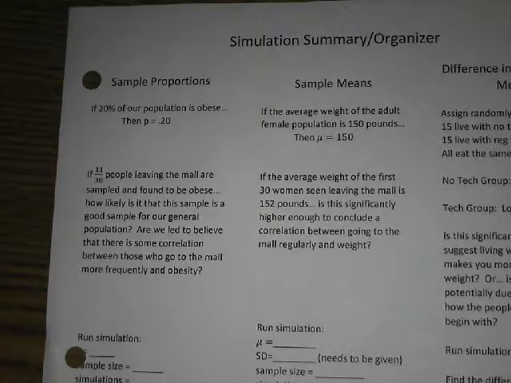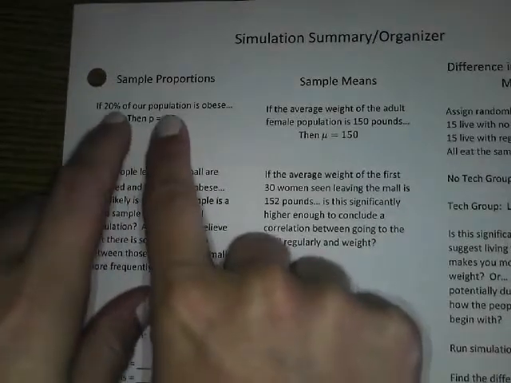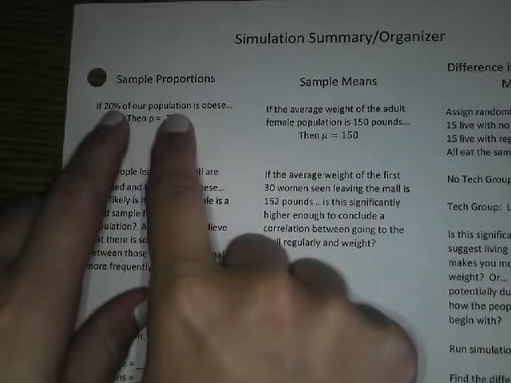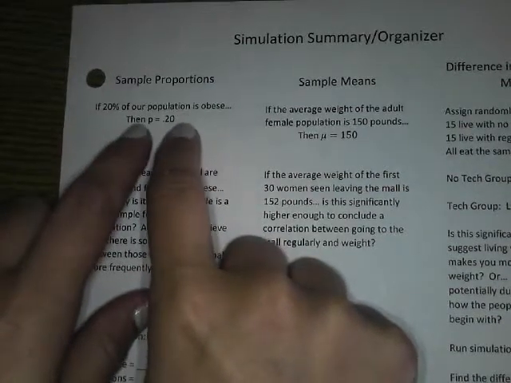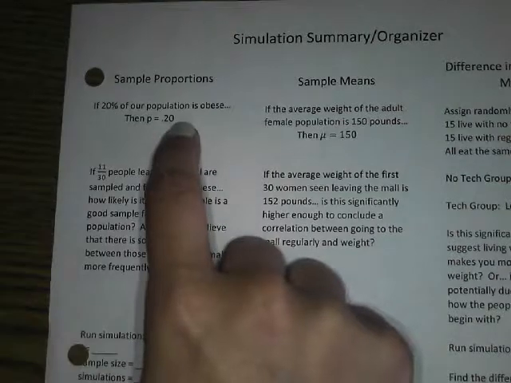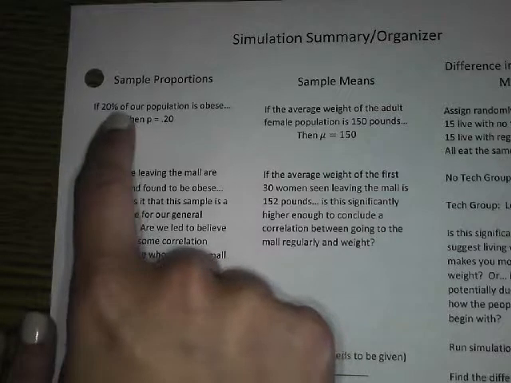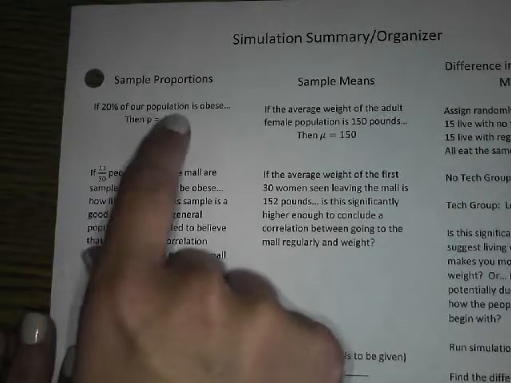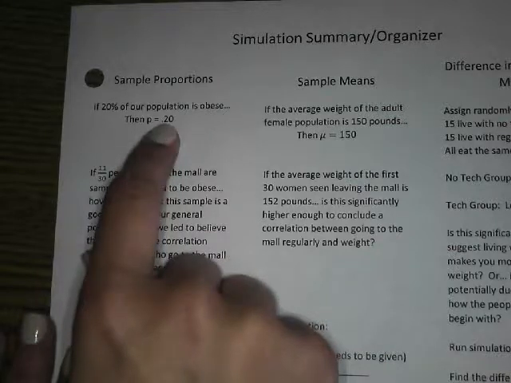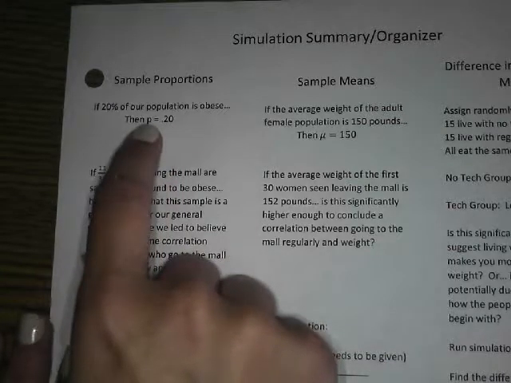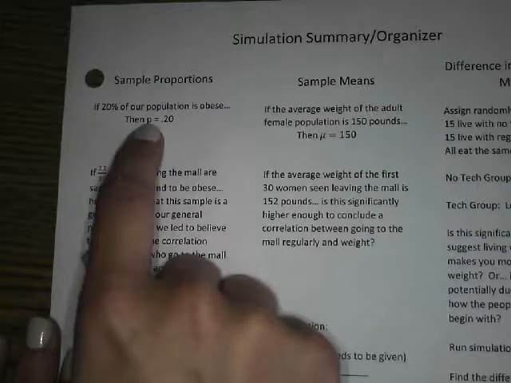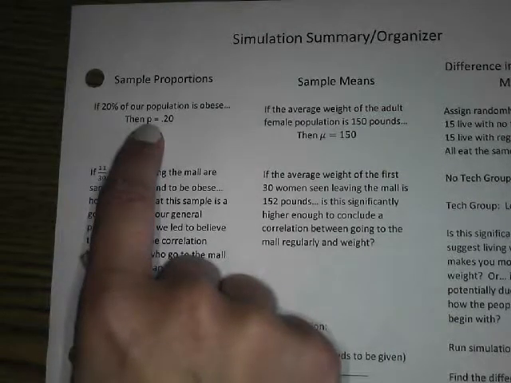So we started with sample proportions, and here's the context in which we would use it. Actually, take that back, I said that wrong. Someone claims that 20% of our entire population is obese. So P equals 0.20, and that's just a plain old P. That's your population proportion. So 20% of Americans are obese.